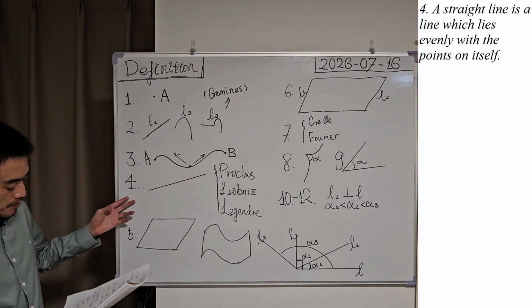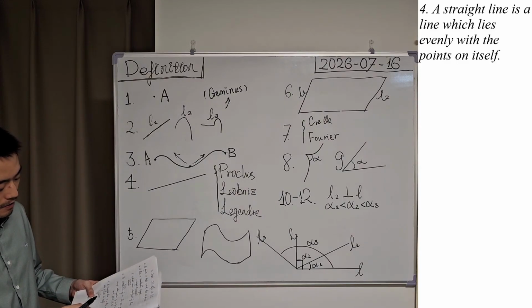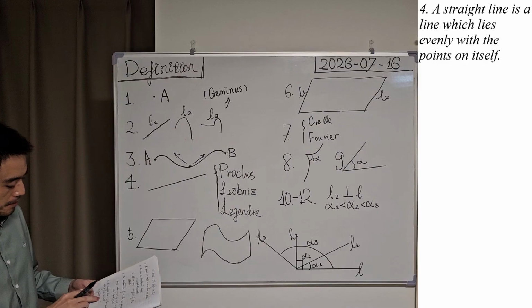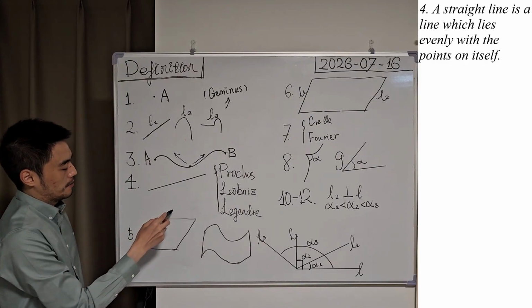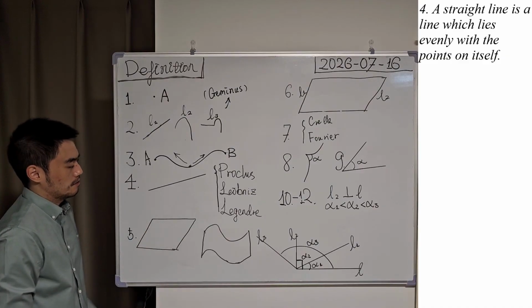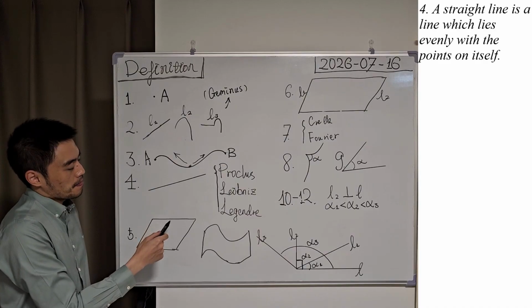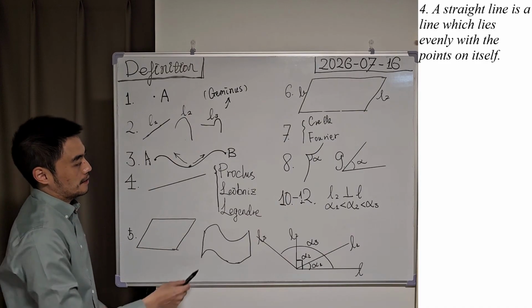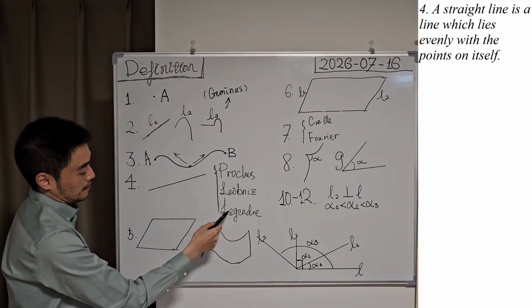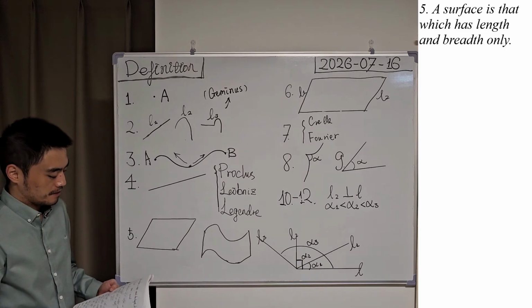And let's go to definition 4. A straight line is a line which lies evenly with the points on itself. I think the definition of a straight line by Euclid is pretty straightforward. But if you are interested, there are also many famous definitions by other mathematicians like Proclus, Leibniz, and Legendre. Let's move to definition 5.